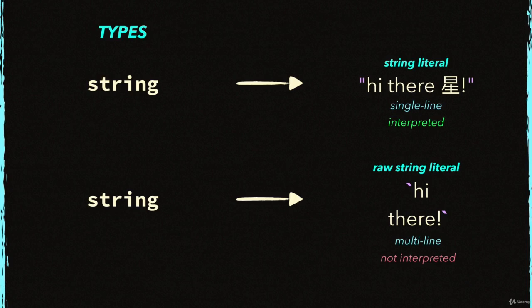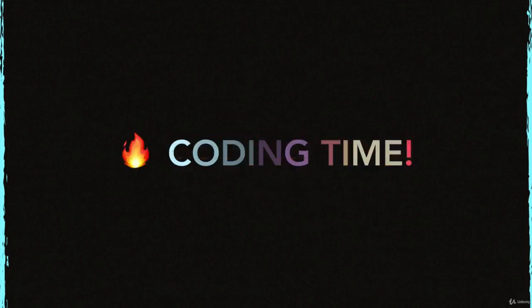The type of a string literal and a raw string literal is the same. They both are strings, they are only typed differently. As I said, a string literal is typed between two double quotes. However, a raw string literal is typed between two back quotes. Okay, now let me show you a few examples in the coding editor.